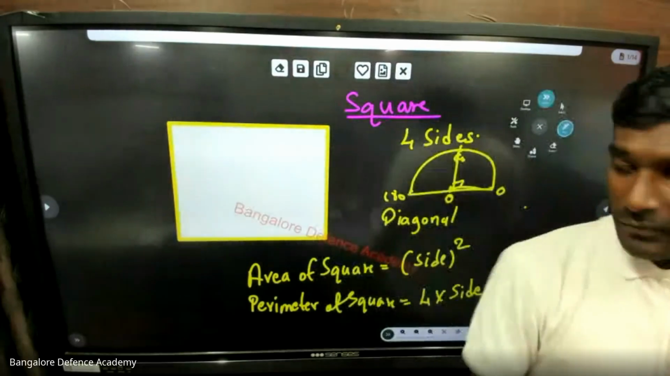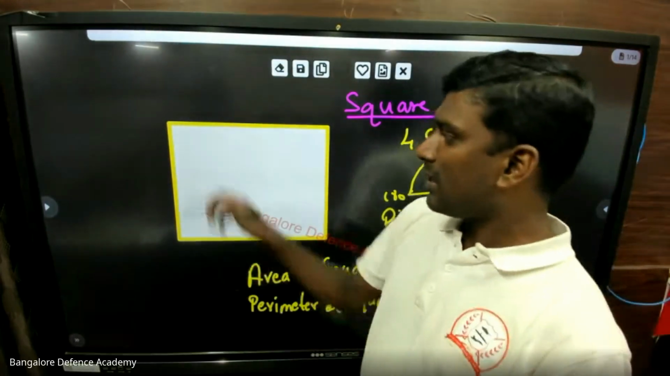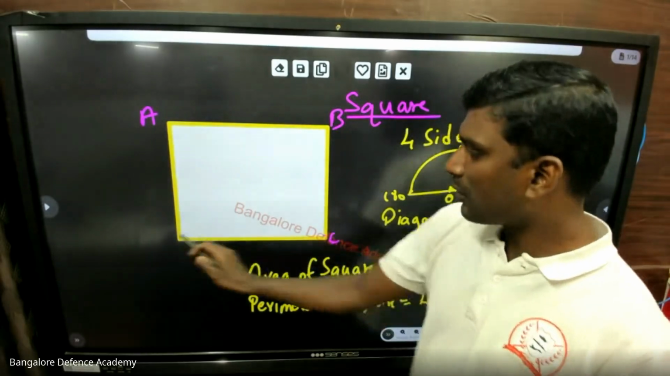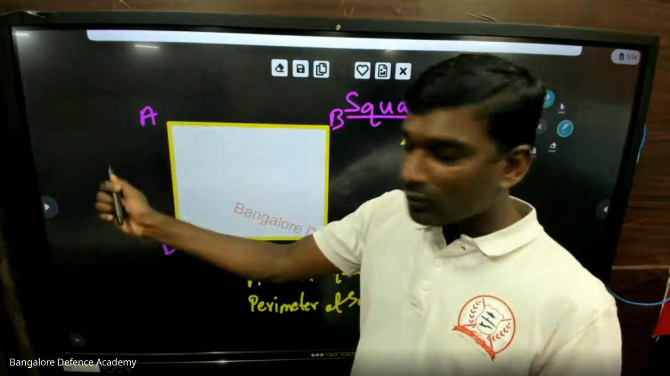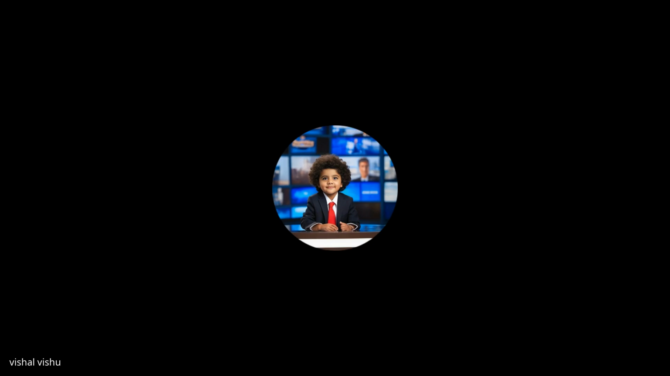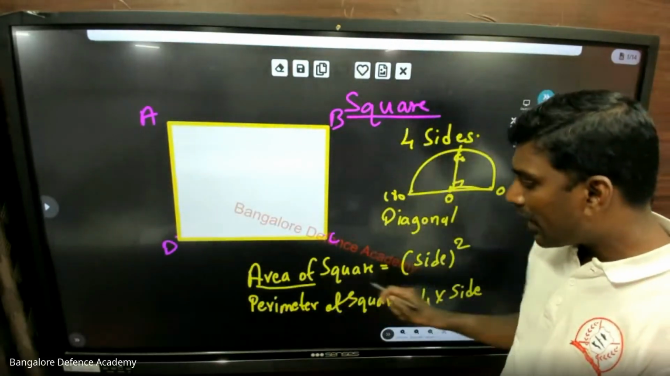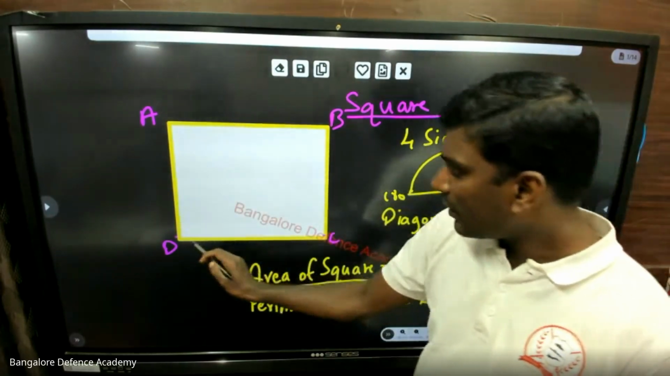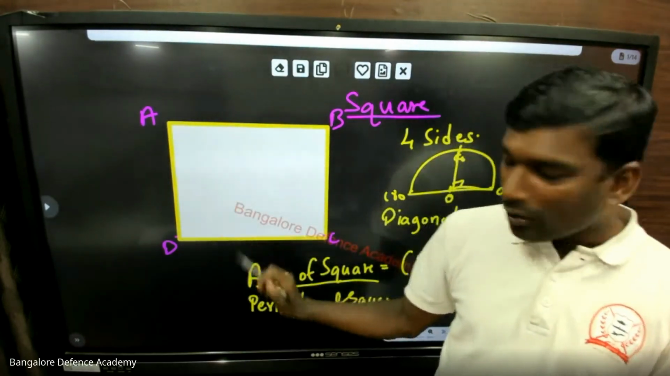Okay, now look at this. The first things are what is area and what is perimeter. Now imagine I gave these names: this is point A, this is B, this is C, and this is D. You can see 4 sides here. Can you see the white color area inside it? This white color area is called the area of square. In a square, all sides are equal.